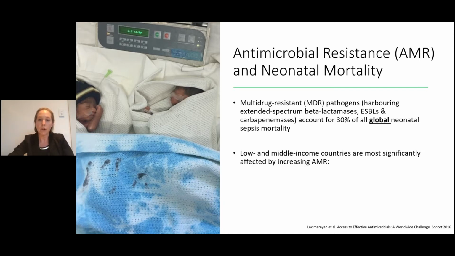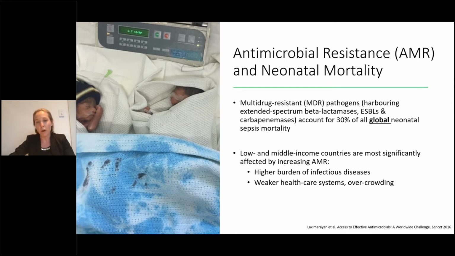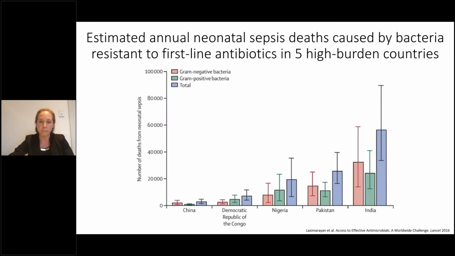And we know that low and middle income countries in particular are impacted by the emergence of antimicrobial resistance. And that's because they have a higher burden of infectious diseases. They also have weaker health systems where overcrowding might be very common, and there's often insufficient access to effective antibiotics when first and second line therapies fail.